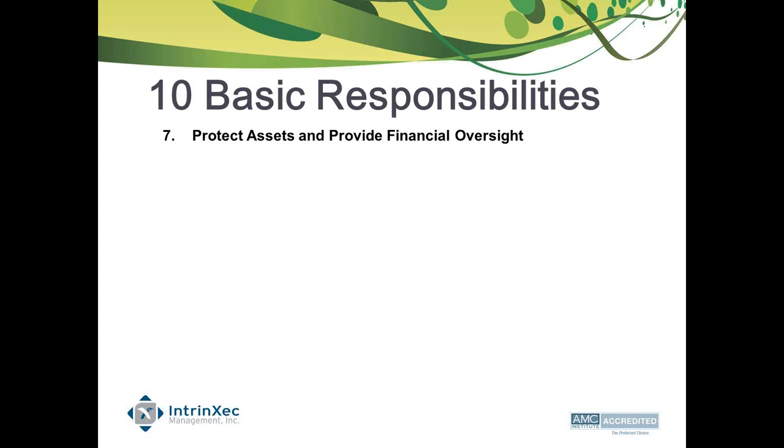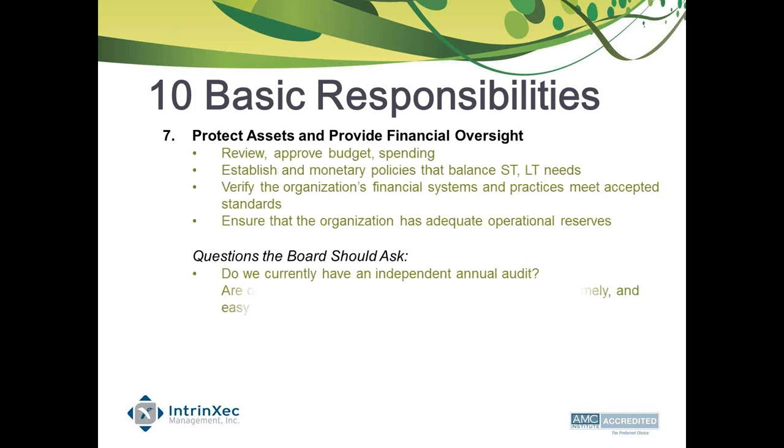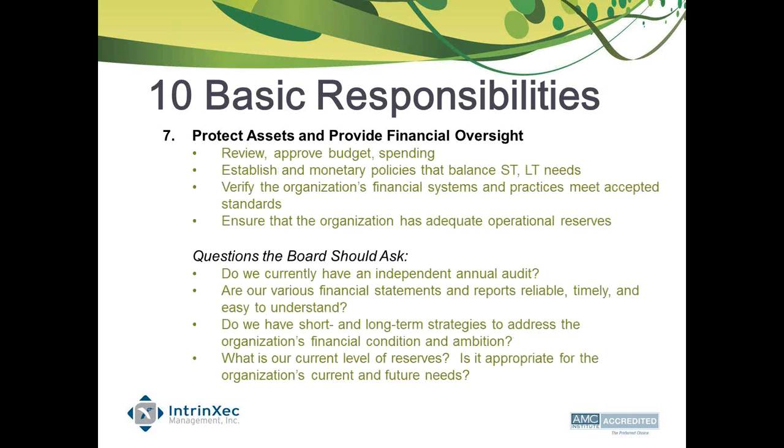Number 7 is to protect assets and provide financial oversight. A lot of this I covered already, but it's really looking at understanding what's on the financial statements, understanding maybe why there's budget variances. I strongly encourage all board members, when they get the financials prior to a board meeting, to try to come up with at least one question that you can ask about the financials. And what that's going to do is, number 1, it's going to force you to really try to read and understand what's in those financial statements. And number 2, if you have that question, then probably somebody else is going to have the same question as well.